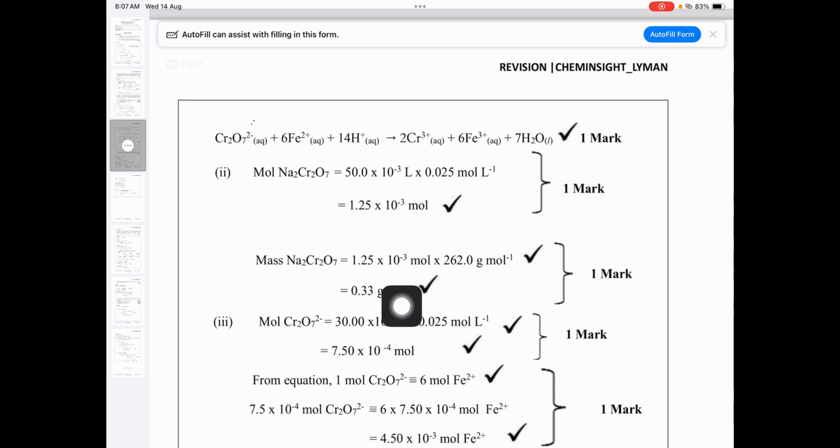And then calculate the mass of sodium dichromate. Multiply the number of mole with the molar mass, 262.0 gram per mole, and then we got 0.33 grams. So the mass of sodium dichromate needed to prepare the solution is 0.33 gram. Okay, so this step is 1 mark.